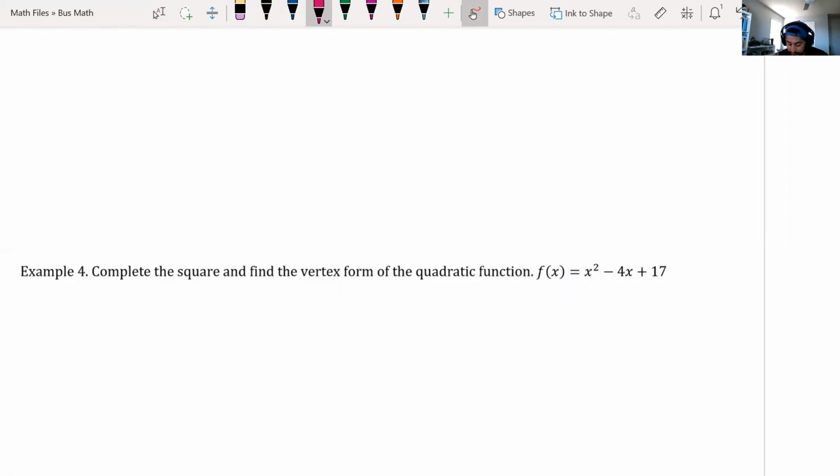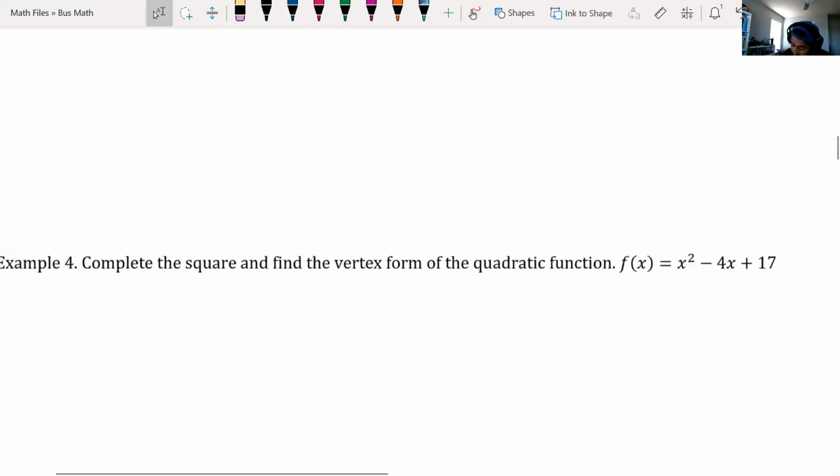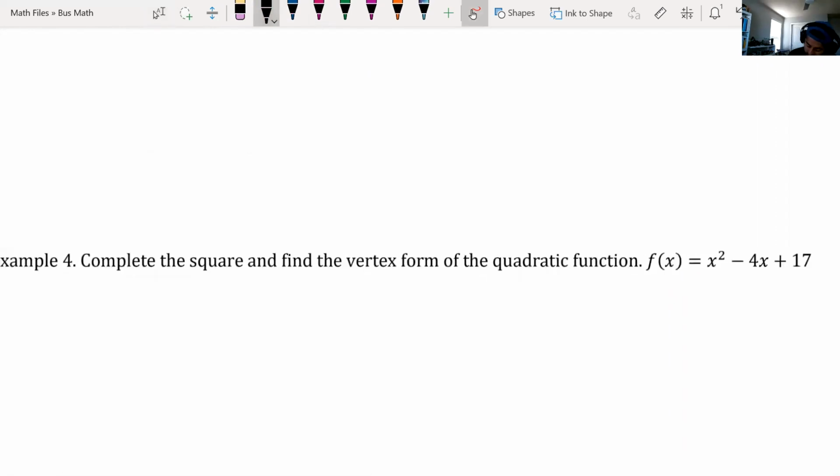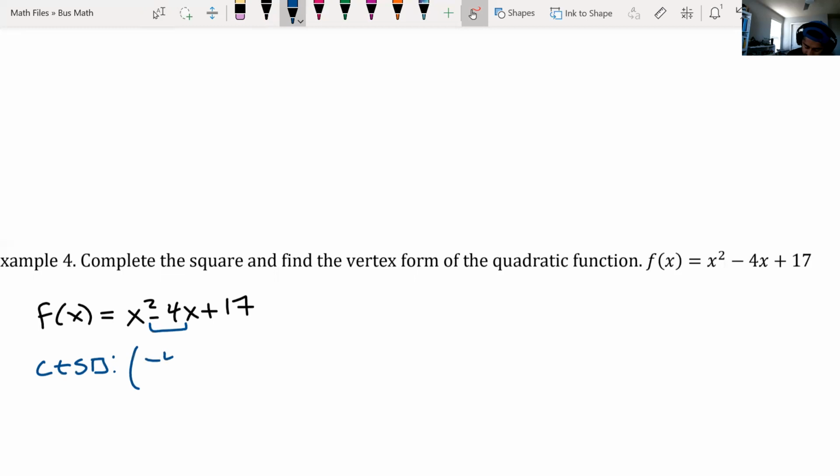So I'll just rewrite it out here. Let me zoom in a bit. And then we'll have f of x equals x squared minus 4x plus 17. Again, we have that leading coefficient of 1. This is in the perfect form. So when we complete the square, we take half of the middle term's coefficient. So we're going to take half of negative 4 and square it. Here we'll get negative 2 squared, which is going to be 4.